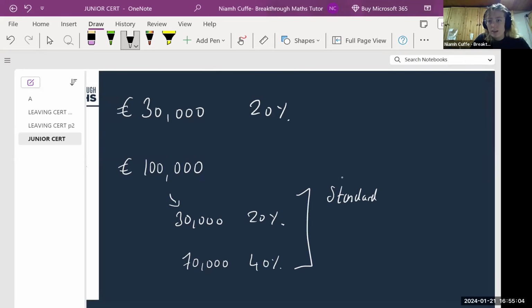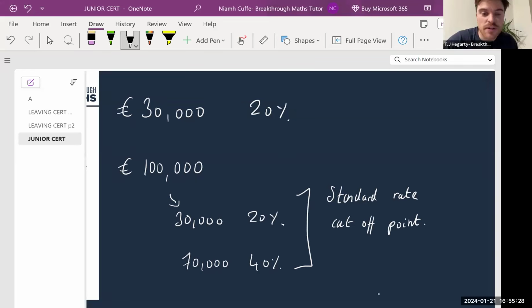Standard rate cutoff point. At 30,000, you're capped at being taxed at 20%, and everything you make over that, you're taxed at a higher rate. Does that kind of make sense, guys? Is everyone with me there? Does it make sense why the government does that? Kind of. So that people don't get too rich, basically.